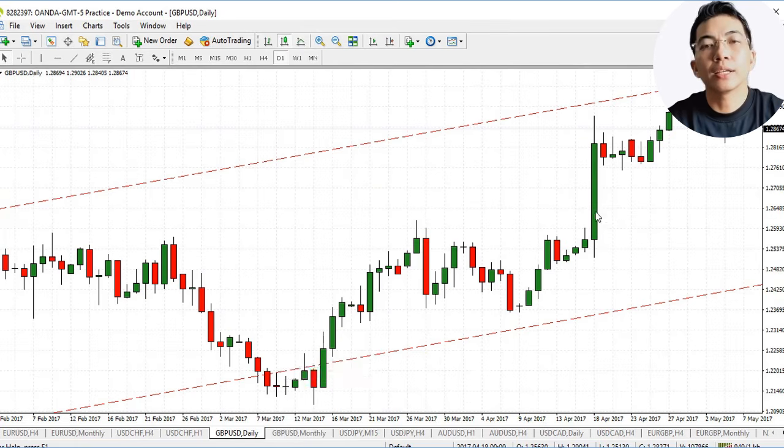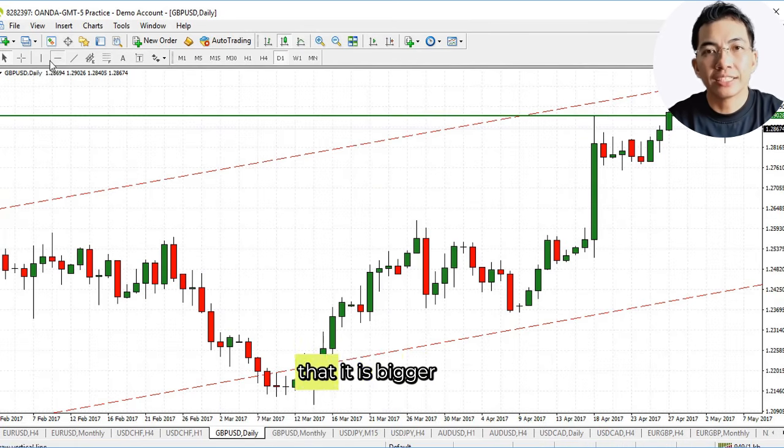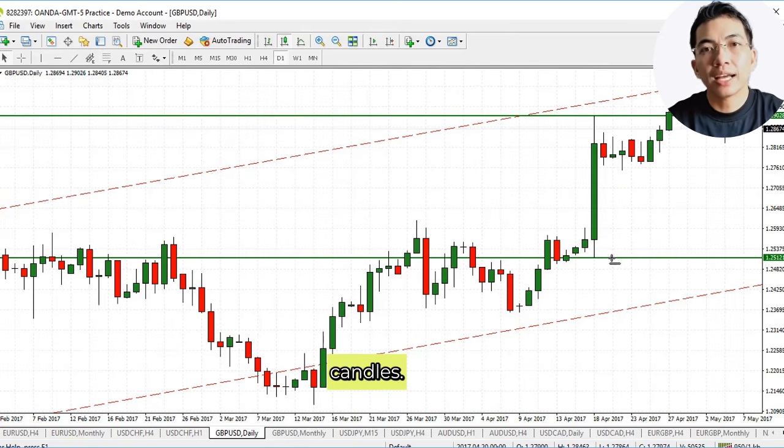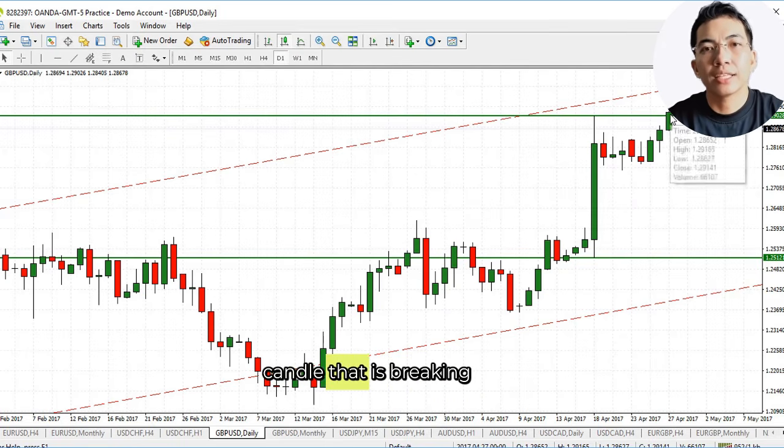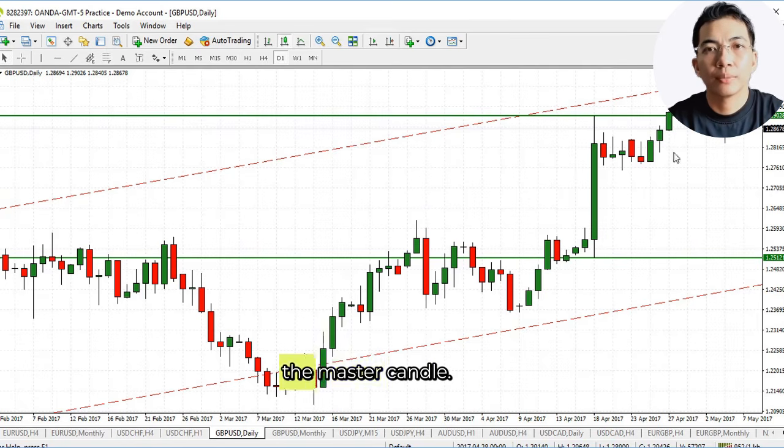This candle can be considered as a master candle. I draw the lines and you can see that it is bigger than all the following candles. We have 1, 2, 3, 4, 5, 6, 7, 8, so 7 candles with the 8th candle that is breaking the high-low range of the master candle. So this is a continuation pattern and we can expect the price to go higher.